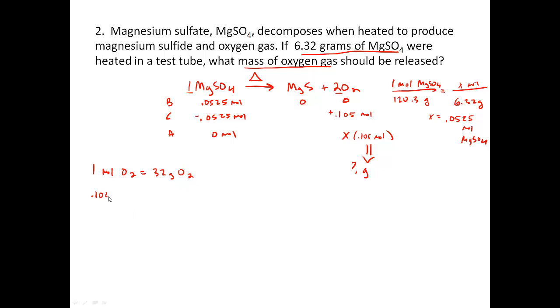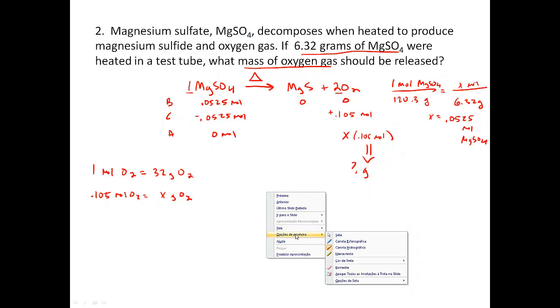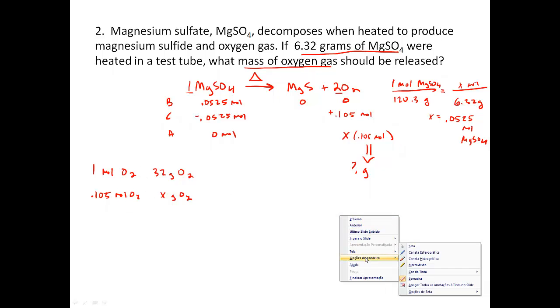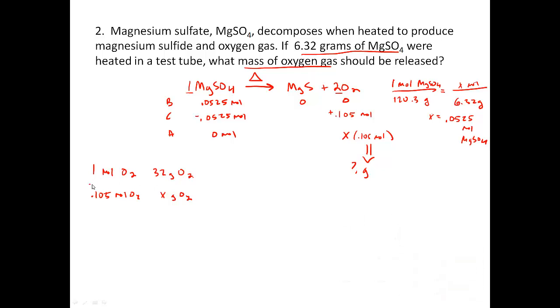If I have 0.105 moles, how many grams is that going to be? Well, let's do a little magic here. Erase the equal signs. Let's put a line in here, make them ratios, equals that. X is going to be 0.105 times 32. We're talking 3.36 grams of O2.